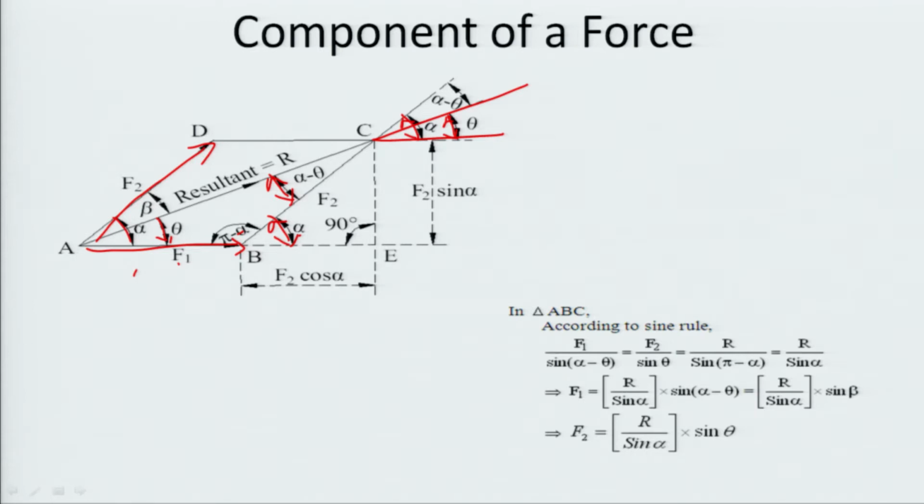So, with the help of sine rule, F1 divided by sine alpha minus theta, F2 divided by sine theta is equal to R divided by sine pi minus alpha. With the help of this sine rule, value of F1 will be R divided by sine alpha into sine beta, and F2 will be R divided by sine alpha into sine theta.